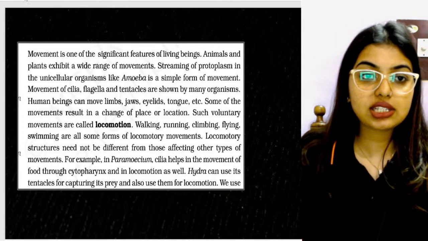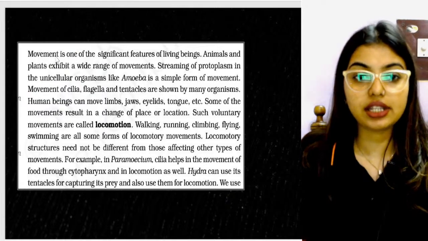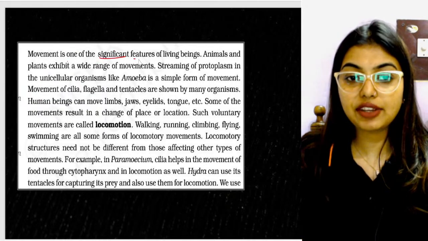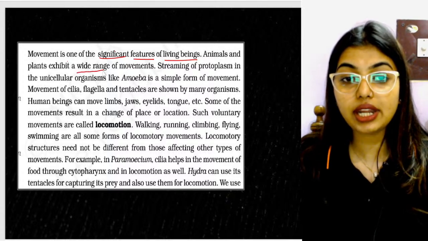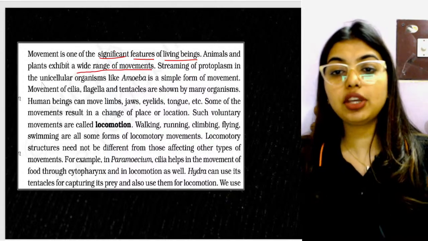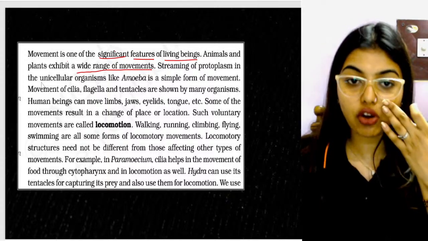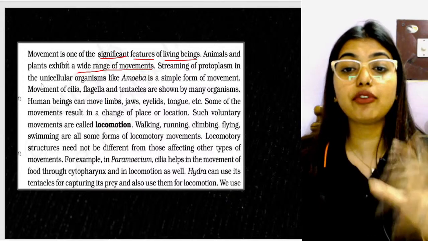So let's see what's in the first few statements of NCERT. Movement is one significant feature of living beings. Animals and plants exhibit a wide range of movements. Streaming of protoplasm in a unicellular organism like amoeba is a simple form of movement.